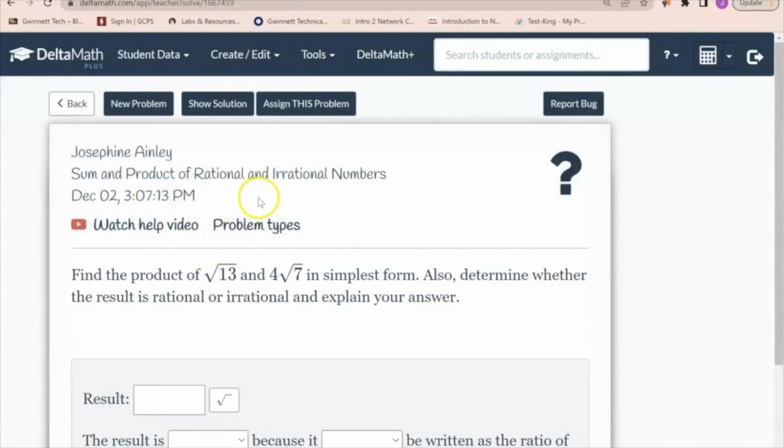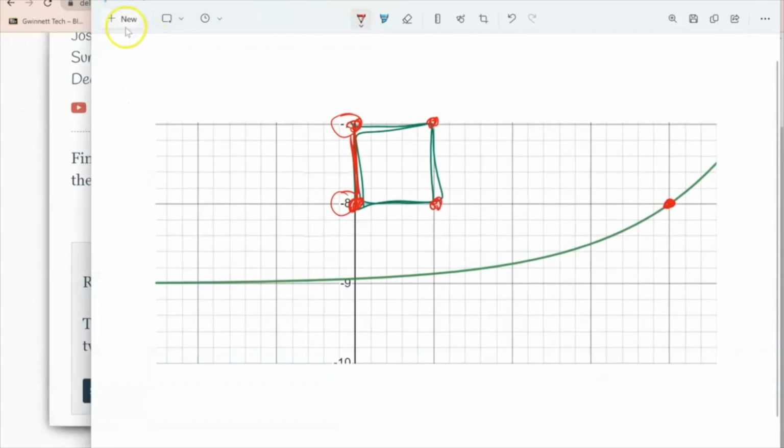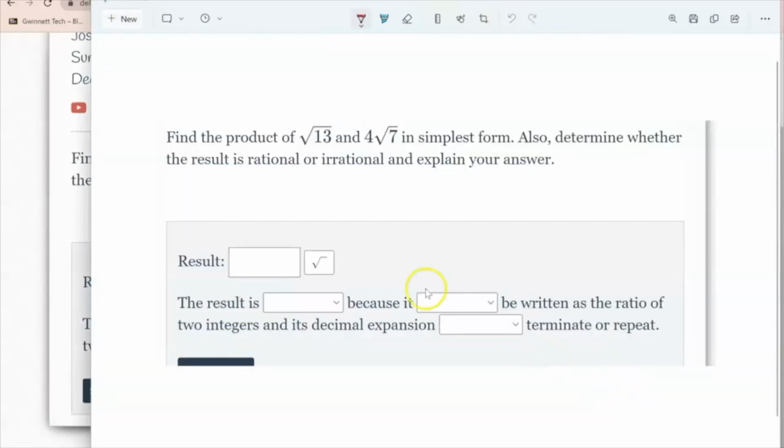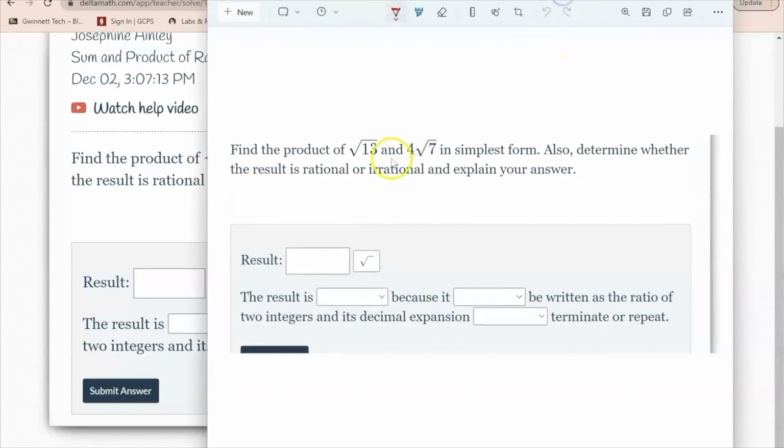I'm going to finish off the sum of rational and irrational numbers now that you know what the definition is. So with this one, don't just assume because it's a radical, it's not a fraction of integers. It could be. So you do kind of have to look at it. Is the product of these 2 rational or irrational? That means I have to multiply them out like I was doing before.